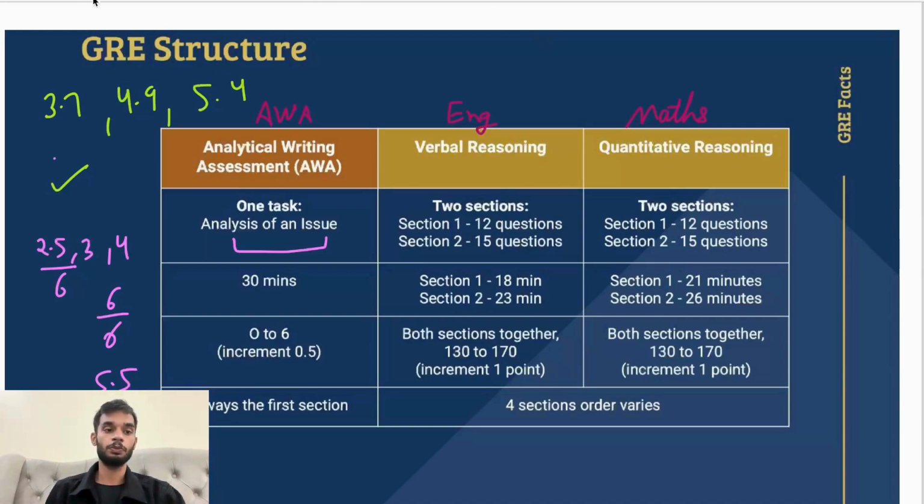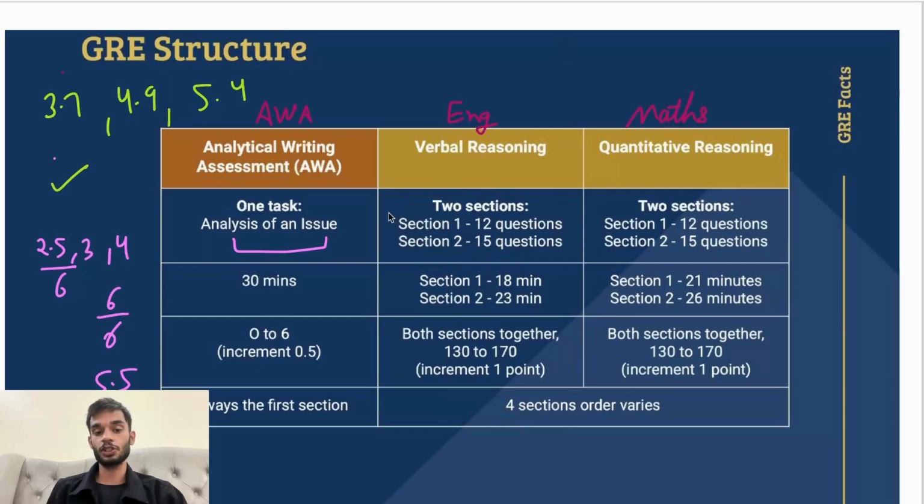Now what about verbal and quant? In verbal and quant, the section order will vary. Definitely AWA will always be the first section, but what the second section will be is not pre-decided, and you don't know what is going to come second. It is the algorithm which decides on that test day. Verbal will come second or quant will come second, whichever.